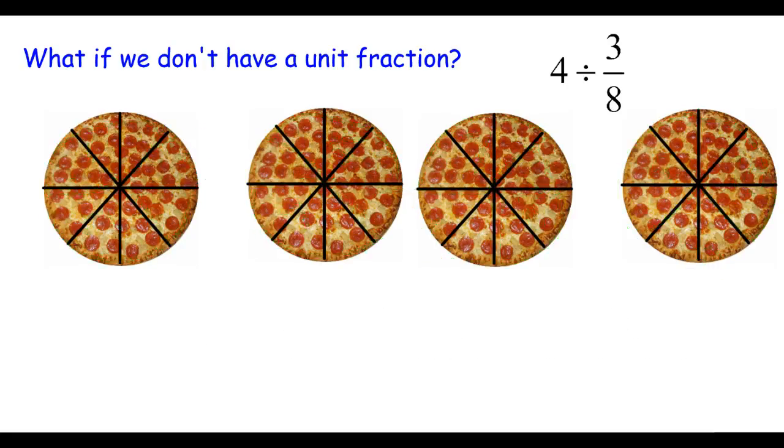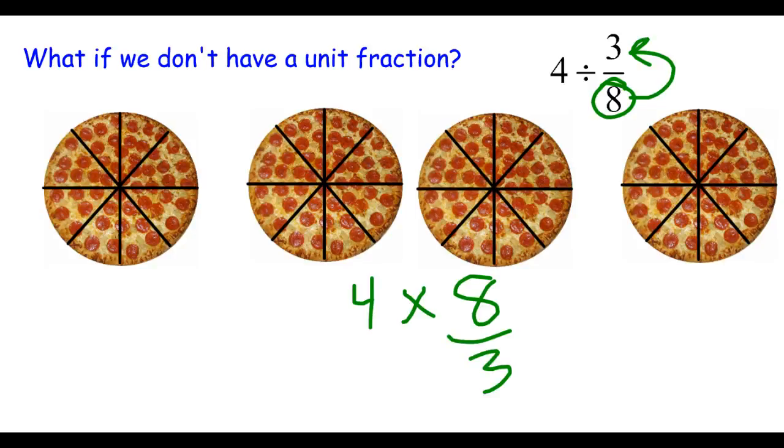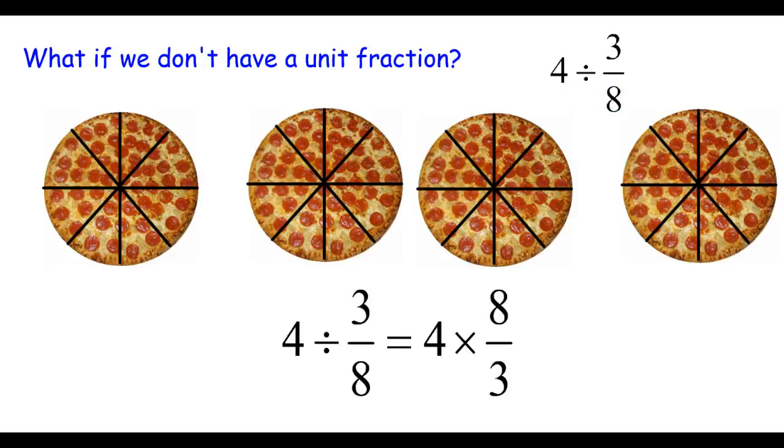So in terms of 4 divided by 3/8, how many eighths do we have in total that we're going to split into groups of 3? Well, there are 4 pizzas, each with 8 slices. So we have 4 times 8 total pieces. And those 4 times 8 total pieces need to be divided by 3 because they need to be split into groups of 3. And we break things down into groups by dividing them by that number. So again, 4 divided by 3/8 becomes, in practice, 4 times 8/3.